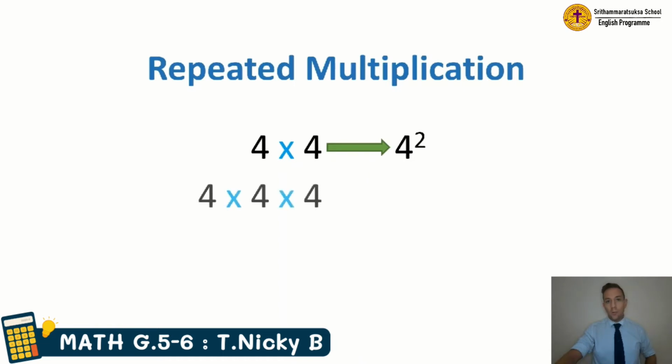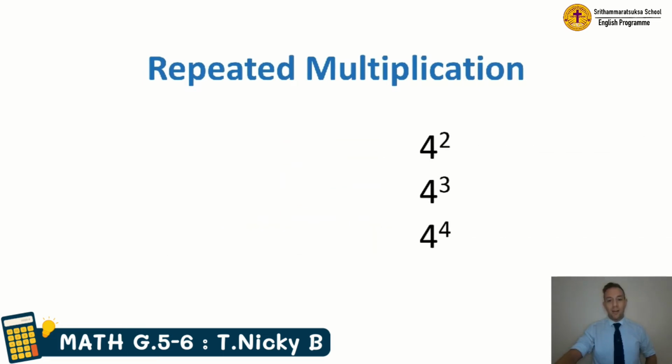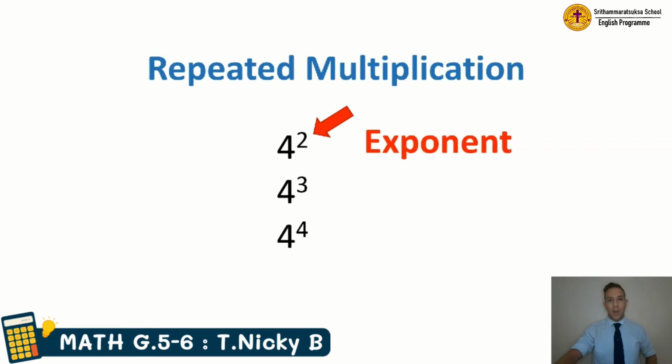Another example, 4 multiplied by 4 multiplied by 4 can be written as 4 to the power of 3. One more, 4 multiplied by 4 multiplied by 4 multiplied by 4 will equal 4 to the power of 4. So we can see that the little number at the top is our exponent or power. And what that means is the base number times itself by the power.